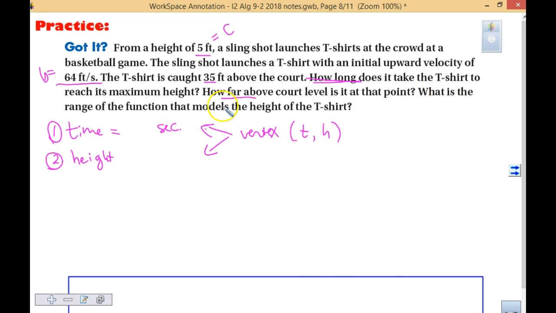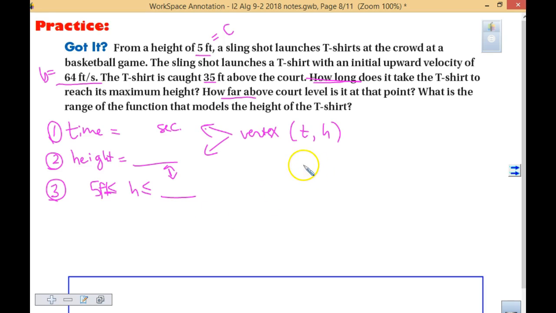And then it says, well, what is the range of it? So the third thing is, we know already the bottom, right? 5 feet for our height. And now we just got to find the top one. And the top should be the same as our height here, okay? So these two are going to be the same. So again, you have to start off with that equation.